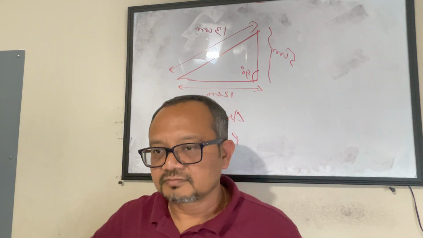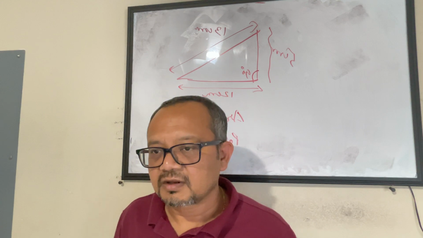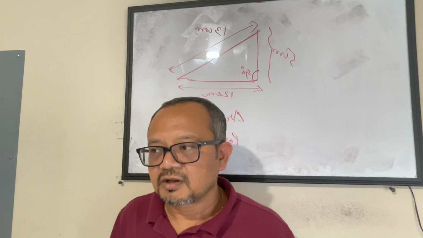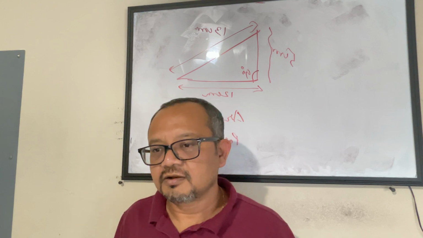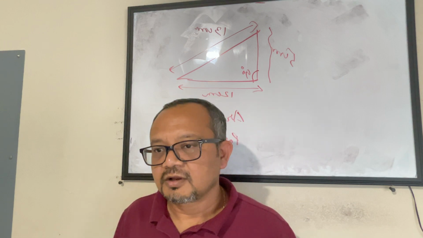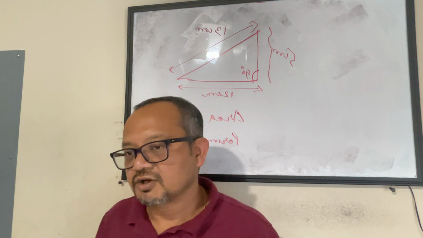I don't know if that's the answer, but I got the area and the perimeter. The area is 150 centimeters square, and the perimeter is 30 centimeters square. Perimeter 30 centimeters square. Sure.